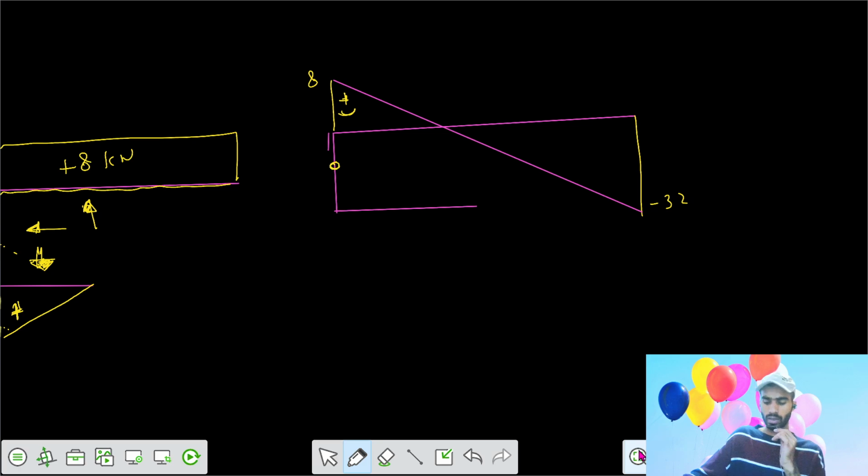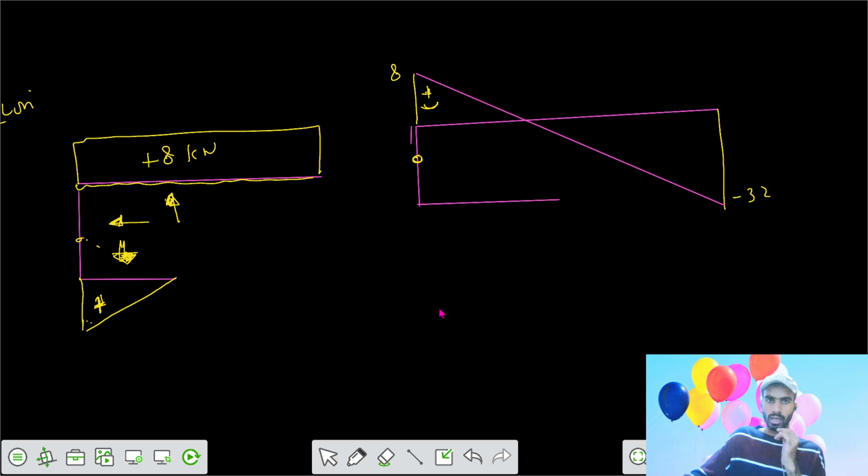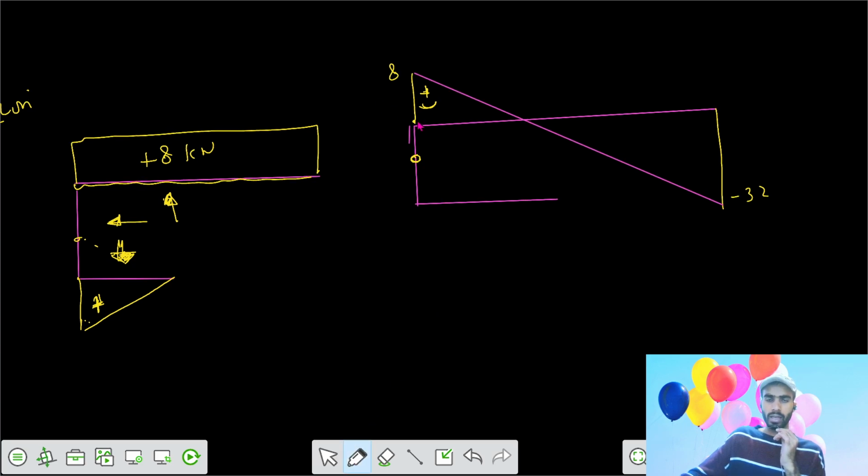But was there any bending moment? To maintain the joint equilibrium, if here a bending moment of 8 is there and it is, say, clockwise, here it should be anticlockwise. So positive value of 8 bending moment, and it should be constant because your shear force diagram is 0. So your bending moment diagram would look like this one.